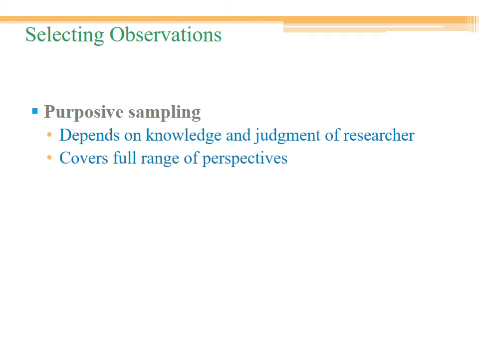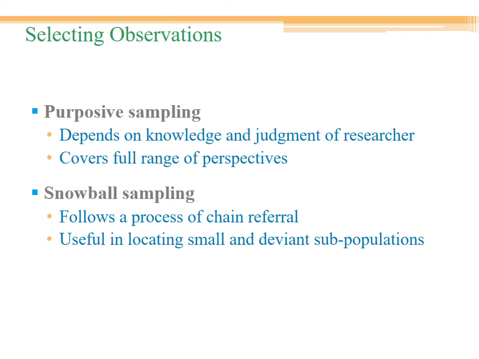Another type of sampling is snowball sampling. This follows a process of chain referral. After you find someone to interview that fits your case criteria, you ask them if they would recommend anyone else to interview. For example, if you interviewed a young woman who is homeless, she might know of other homeless women to introduce you to. So as you can see, snowball sampling is very useful for locating small and often deviant subpopulations.